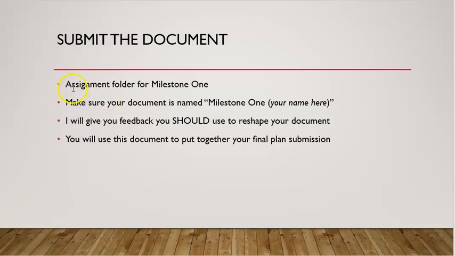In the end, you're going to drop this assignment into the assignment folder called Milestone 1. Make sure your name is on the document, like Milestone 1, and you put your name on there. I will give you feedback, and you should use that to reshape your document. You can go ahead and make revisions and changes to it, because you're going to return this in. It's almost like you're getting a chance to redo it with feedback, okay? And you use this document to put together your final plan submission.